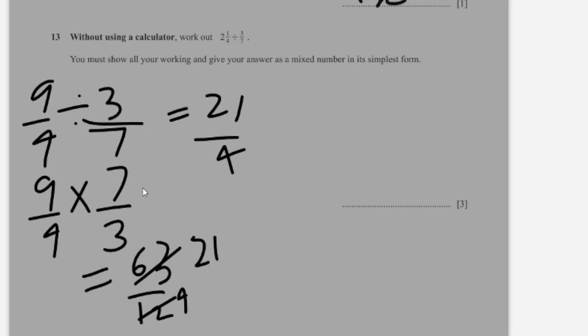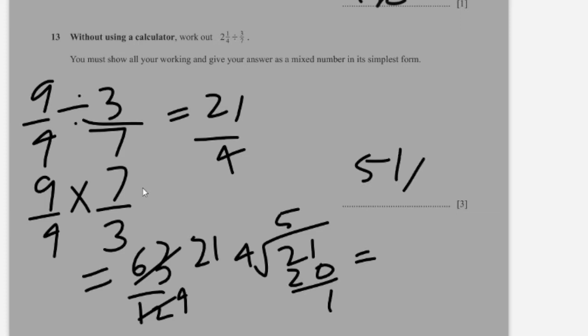Now I'll divide this and show the working. 4 5s are 20, the remainder is 1. So we have our mixed fraction as 5 1/4.